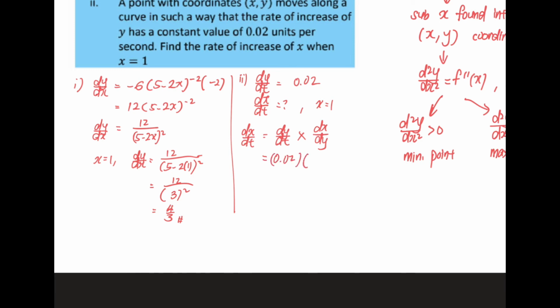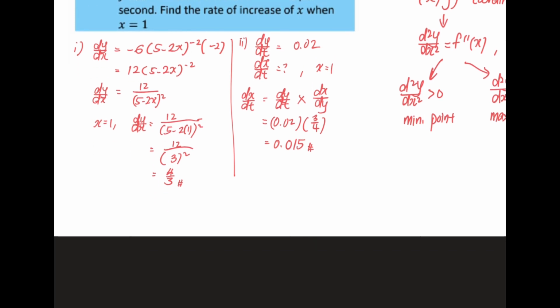I need to put dy/dt, 0.02, and multiply with dx/dy. dx/dy is the upside down of the dy/dx that I found from the first part. This is dy/dx, 4/3. So dx/dy will be 3/4. So I multiply them, then I will get 0.015.